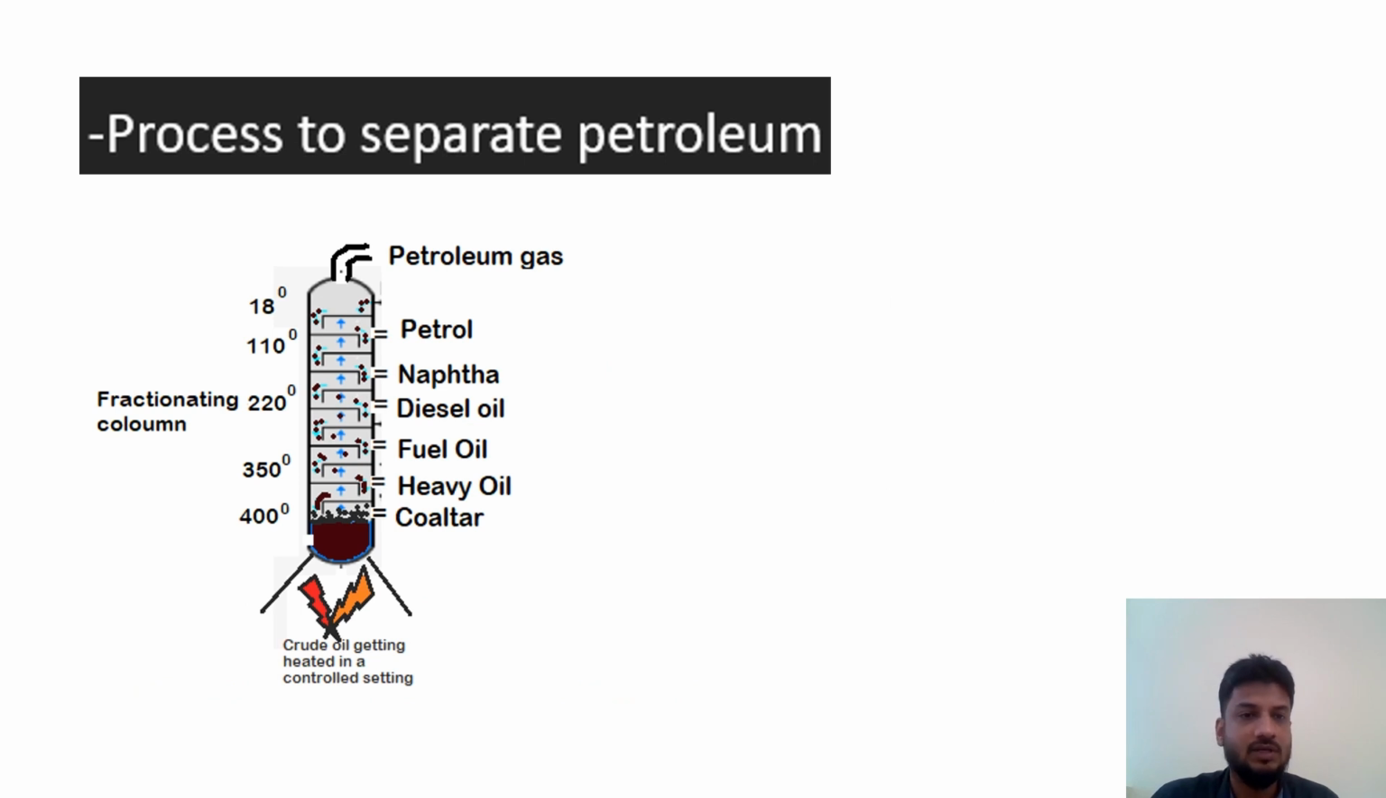Then the process for separating petroleum is the next objective. This process is called fractional distillation, and the apparatus we use in industries is called a fractionating column. You can see a fractionating column here. The crude oil or petroleum is put in at the bottom and heated in a controlled setting, and the temperatures are maintained at different levels. As we go up in the column, the temperature decreases, right from 400 at the bottom to 18 degrees at the top.